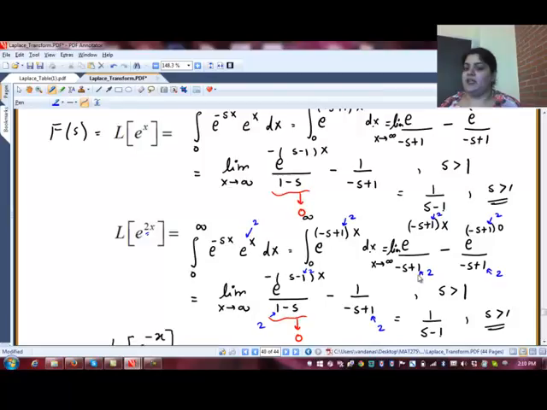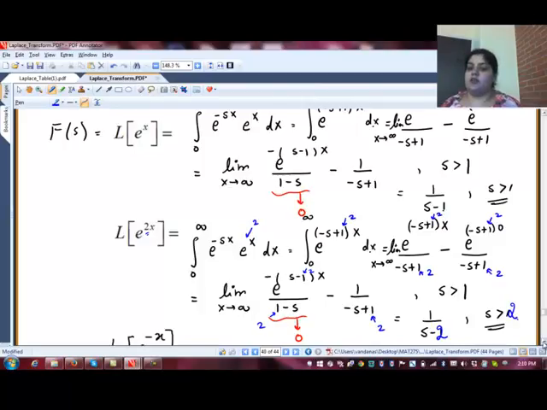Then in the integration, 2 will come in the bottom. Then taking the limits, 2 is up here in the bottom and then 1 over this, because this 1 is e to the 0. So we get this. Okay, so what is the domain for this function? It has to be greater than 2. So this should be 2 here instead of 1. And then this is 1 over s minus 2.